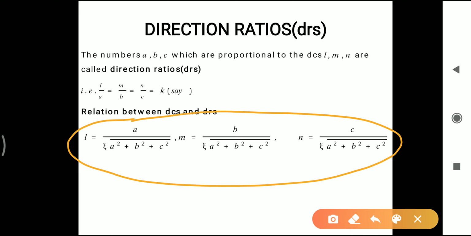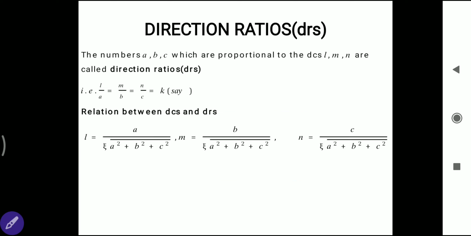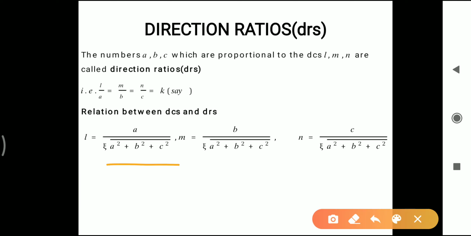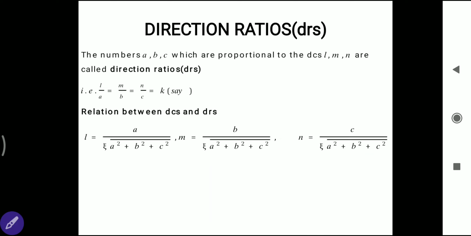l equals a upon under root (a square plus b square plus c square), m equals b upon under root (a square plus b square plus c square), and n equals c upon under root (a square plus b square plus c square). So this is the important relation between direction ratios and direction cosines. If you have direction ratios a, b, c, then we can easily find the corresponding direction cosines, and vice versa.